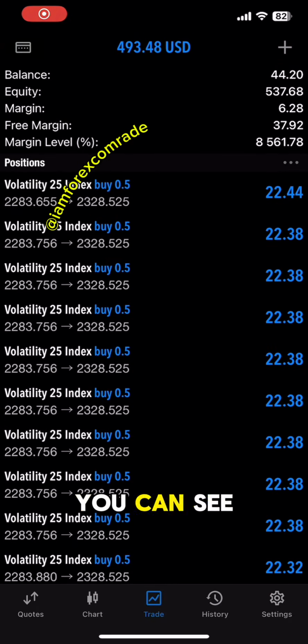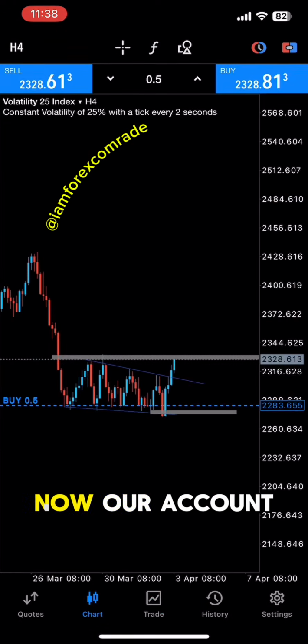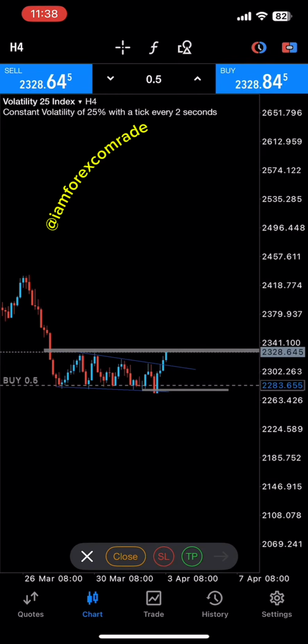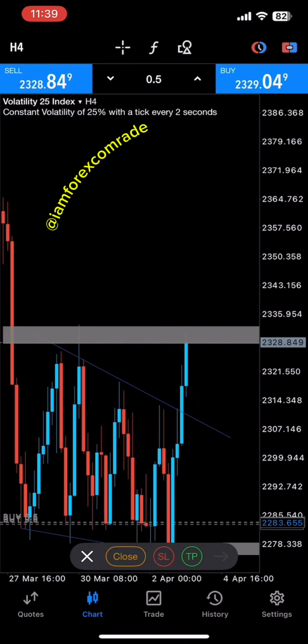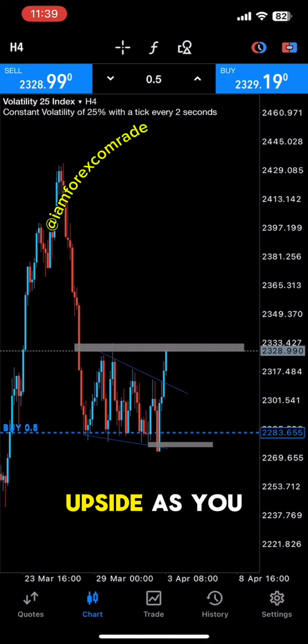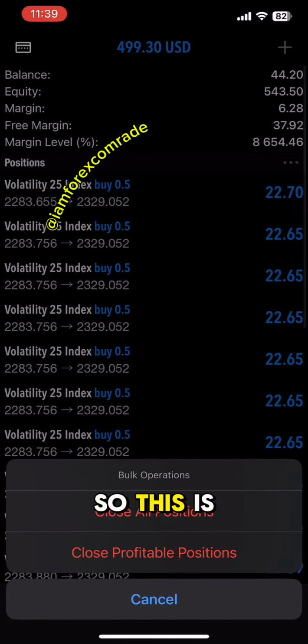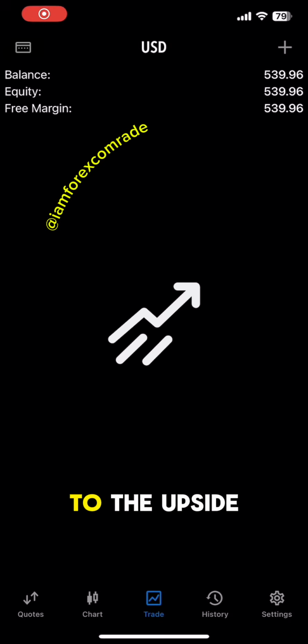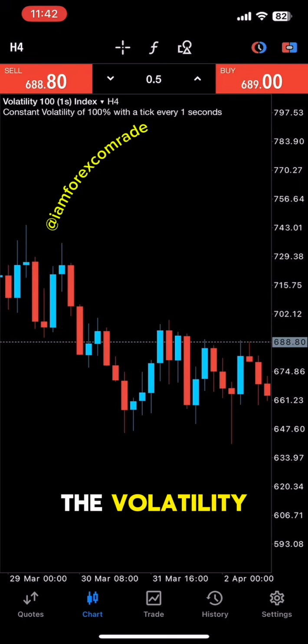And then, as you can see, my take profit has been hit. Now our account is in $44, and the price actually broke to the upside, as you can see. So this is what I always say: the falling wedge will always break to the upside. And then now I've closed. Now we are in $539.96. So I'm going to trade the volatility 100.